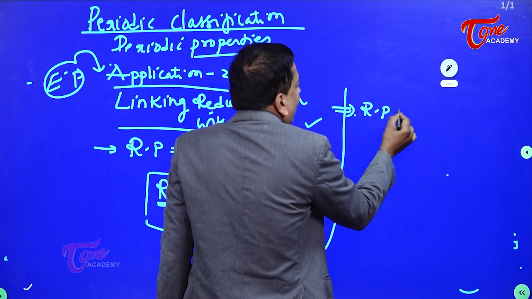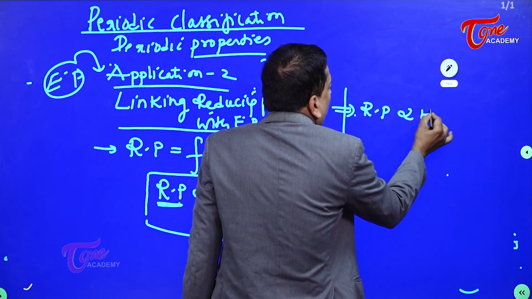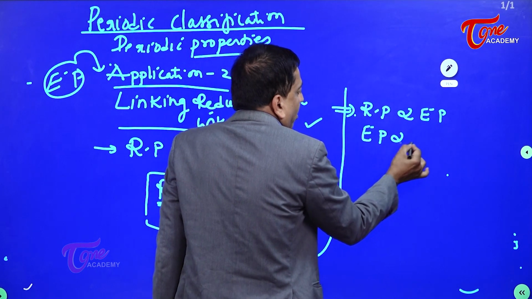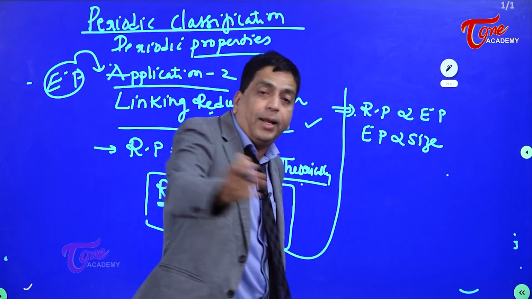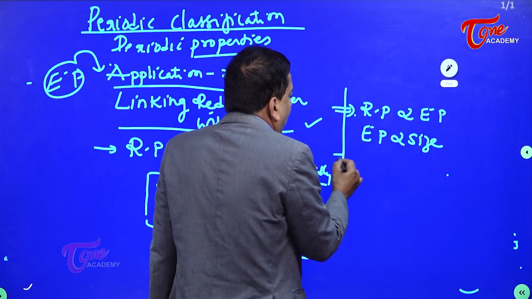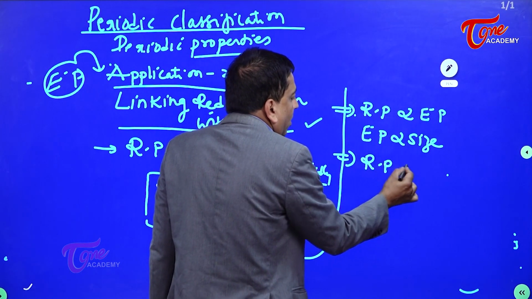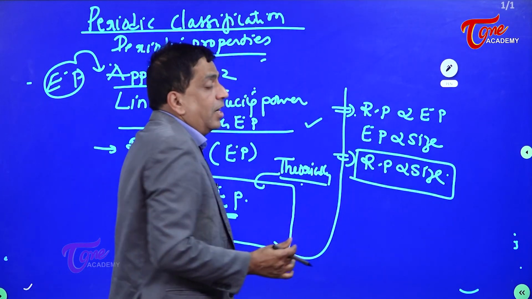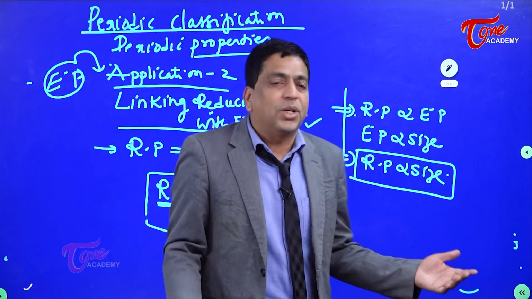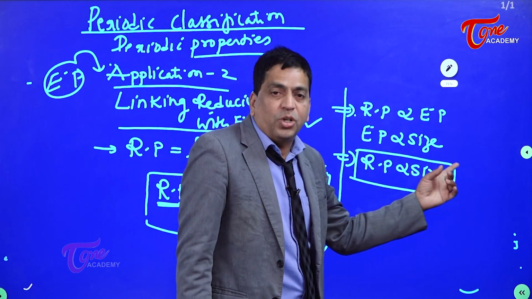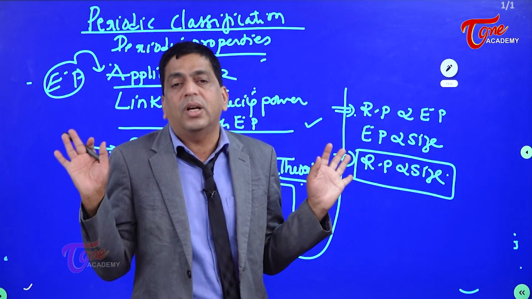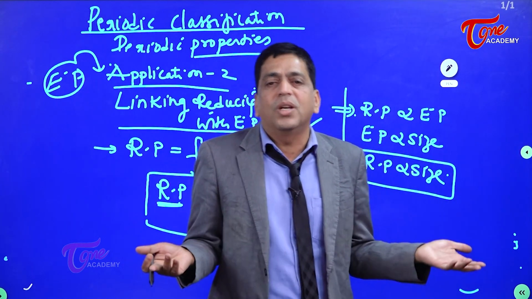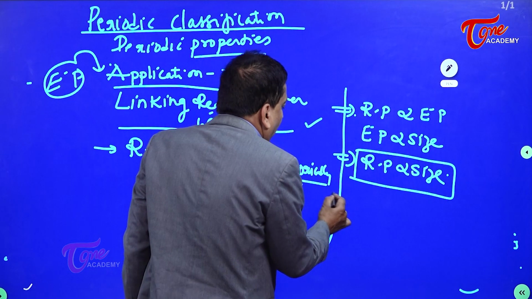Reducing power is directly proportional to electropositivity, and electropositivity is directly proportional to size. That's what we were telling. So it also implies reducing power is directly proportional to size. Because reducing power is proportional to EP, which is proportional to size. So it means that bigger the size, greater is the reducing power.